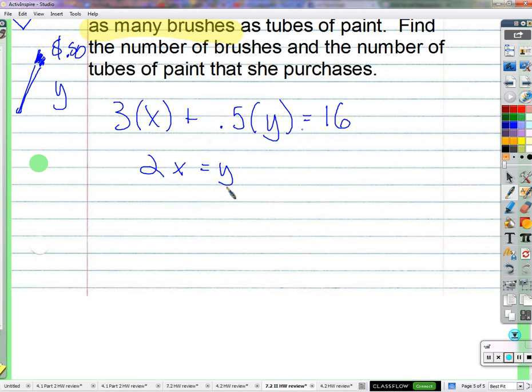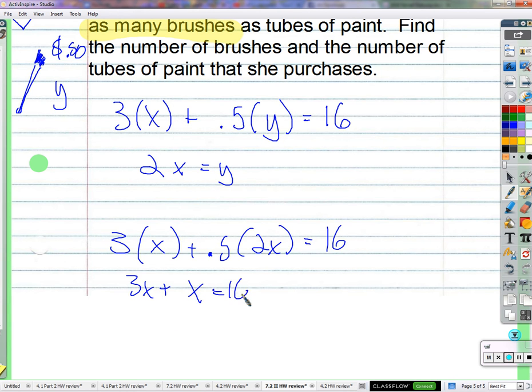Y equals 2x, so y will be replaced by 2x. So we got 3x plus 0.5 times 2x equals 16. 3x plus, what's 2 times 0.5? Well, $1. Yes, 1x. So 4x equals 16. X equals... 4. Divide by 4 on both sides. So 16 divided by 4, we get 4. Okay, so we bought 4 tubes of paint.